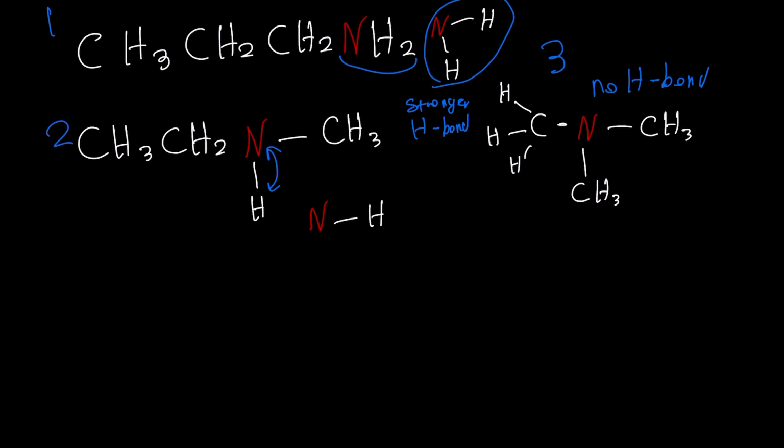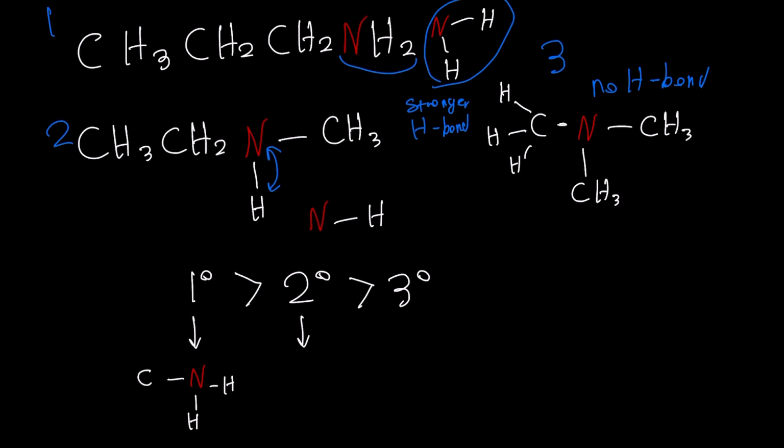So to review here, when you have a first degree amine, it's going to be higher boiling point than a second degree amine, and it's higher boiling point than a third degree amine. And the way you tell that is the nitrogen connects to 1 carbon and 2 hydrogens. Here the nitrogen connects to 2 carbons and 1 hydrogen, and here the nitrogen connects to 3 carbons, no hydrogens.